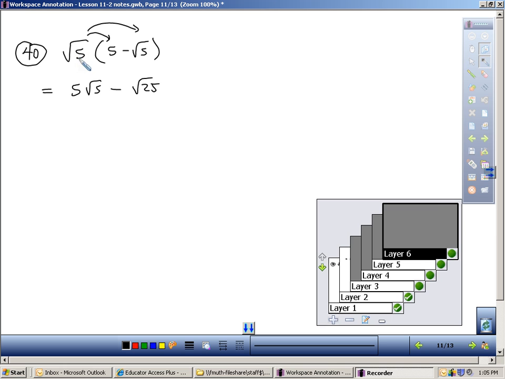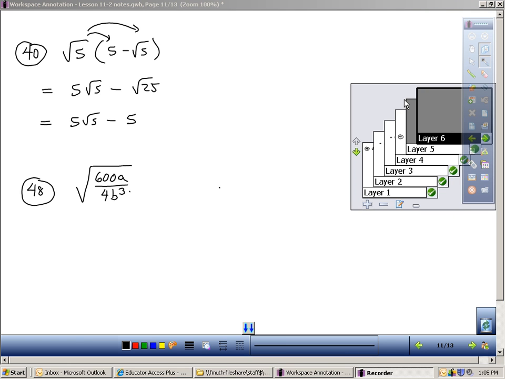But the square root of 5 times negative square root 5, well, I do have a negative there because positive times negative is negative. But the square root of 5 times the square root of 5 does work out to square root 25. Now, I want to simplify if I can. Square root of 5 I can't simplify, but the square root of 25 I can. The square root of 25 is just 5. So I get 5 square root of 5 minus 5 as my simplified expression.